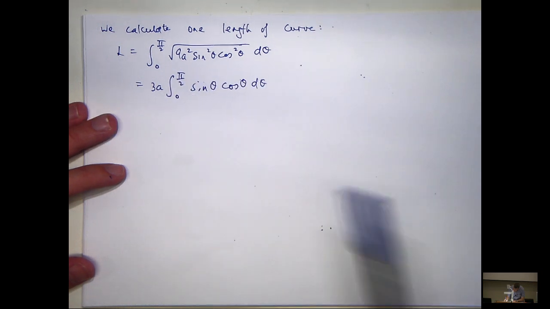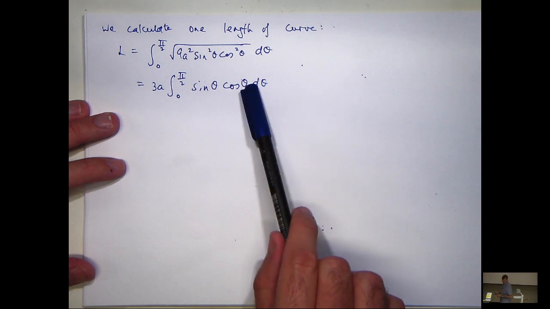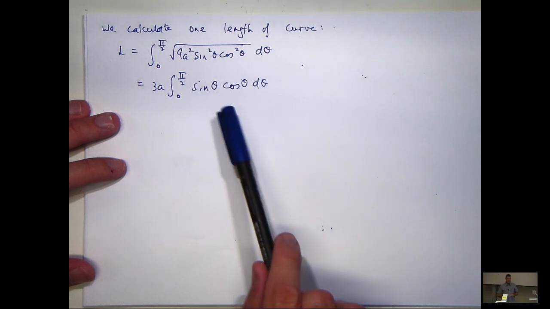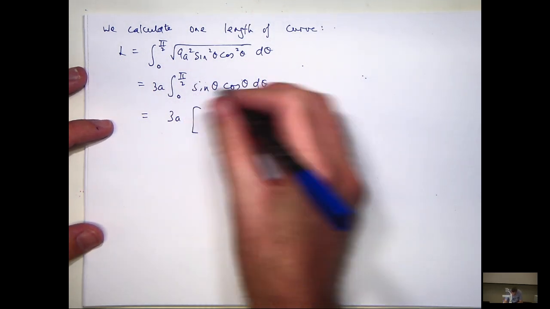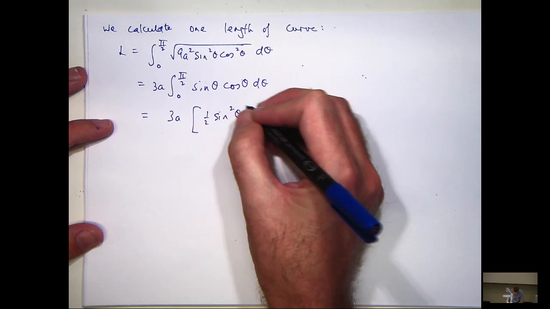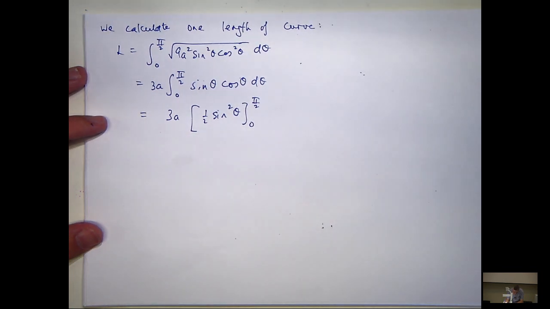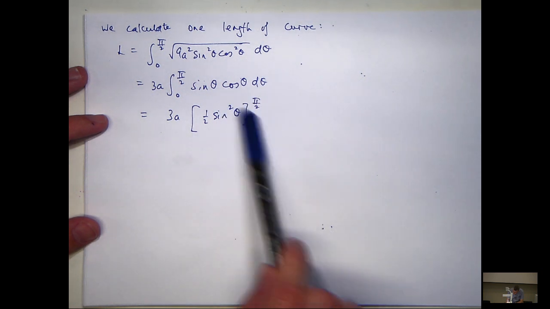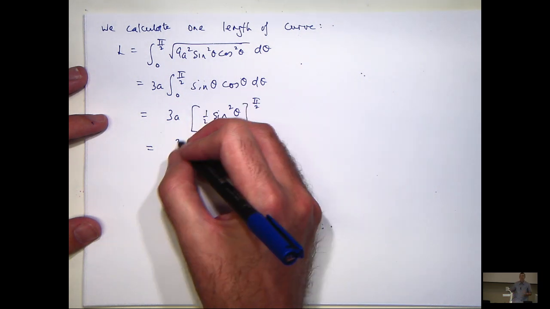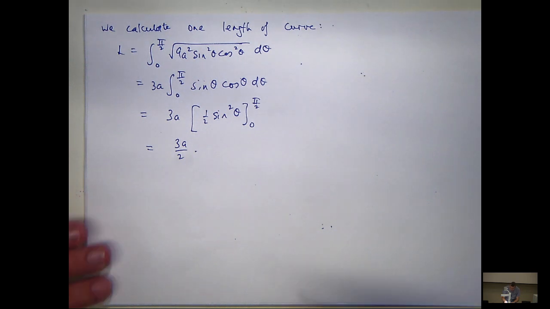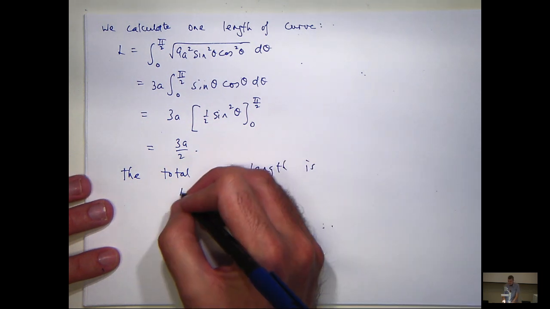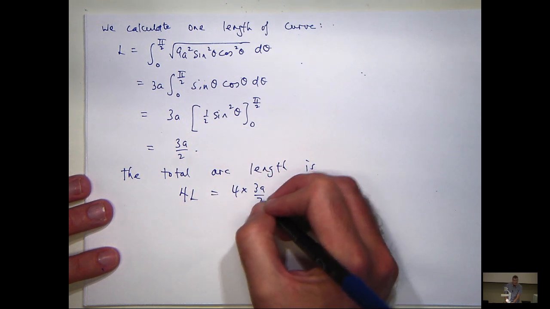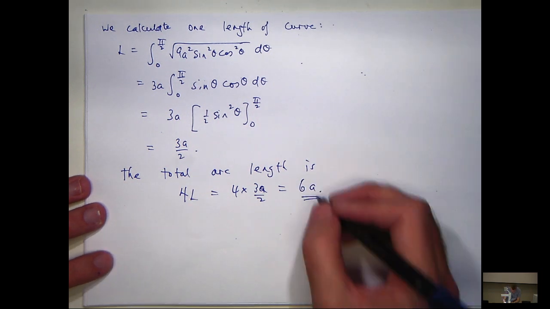So I can integrate this a number of ways. You can integrate this by parts. You can integrate it using a double angle formula, so you would change this to something like a half sine 2 theta. Or you can just integrate it by inspection using the chain rule backwards, right? The substitution. So that's the way I'm going to do it. So this will go to something like sine squared theta over 2. Okay, so you can do this at least 3 different ways. So if you sub in then, this is going to give you 1/2 in here, so 3a on 2. Now that's one part of the curve. The total arc length is 4L. You should get 6 times A.